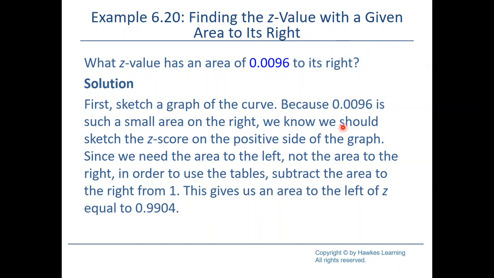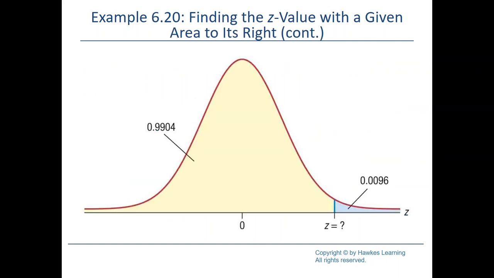So we do know that because it's the area to the right, we are going to have a positive z-score. And we have to remember that all the area under the curve has to add up to 1. So 1 minus this 0.0096, which gives me 0.9904, will be all the area to the left. Okay? So here's my drawing, and this is what I'm looking for: the z-value that has this area here. But because when I'm looking at the tables, I will need to use this option here. So on the table, I'll be looking for 0.9904.